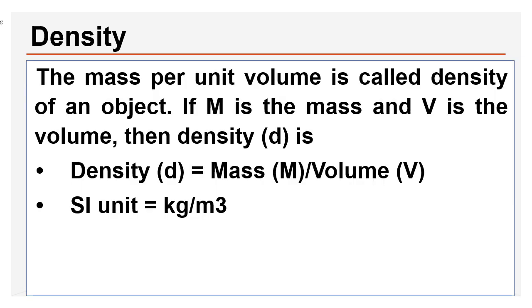Density. The mass per unit volume is called density of an object. If m is the mass and v is the volume, then density is d. Density is equal to mass by volume. SI unit is kg by meter cube.